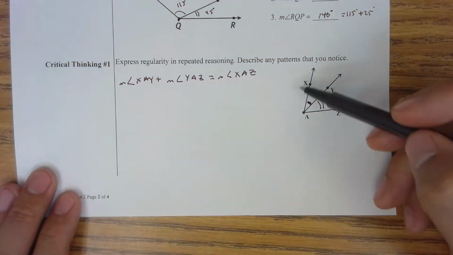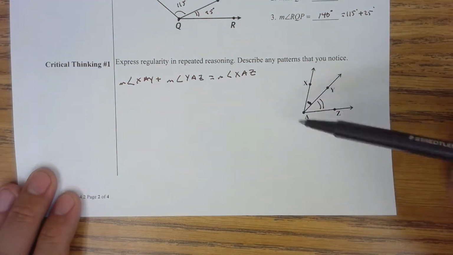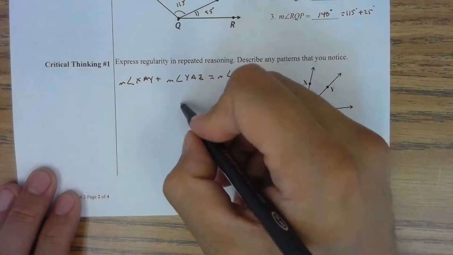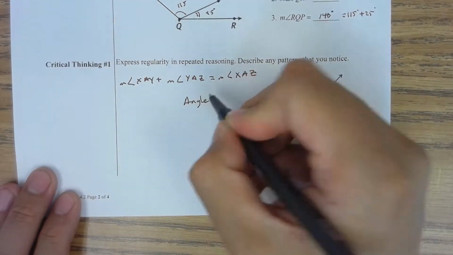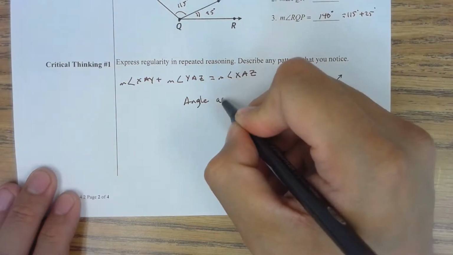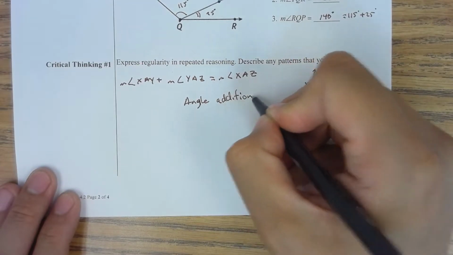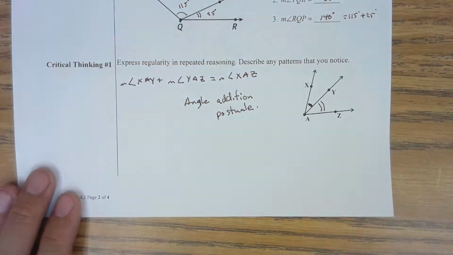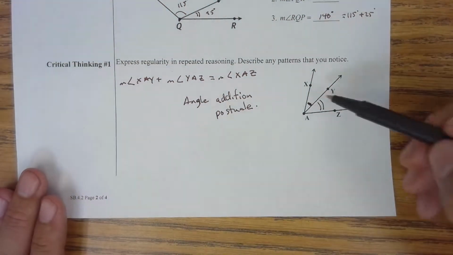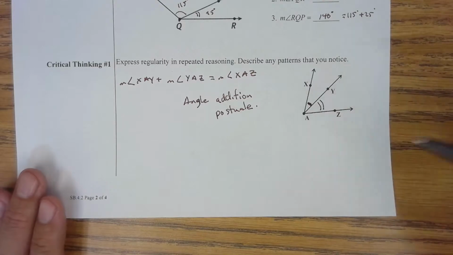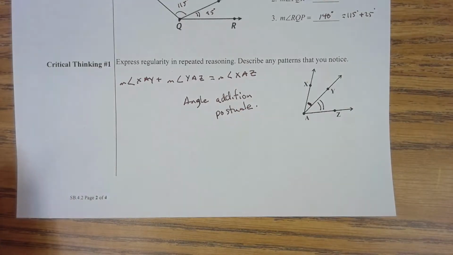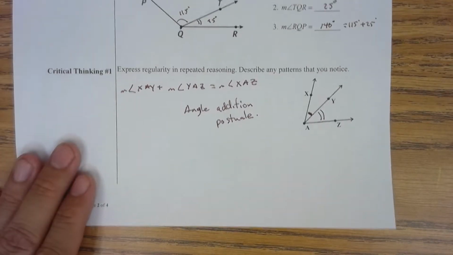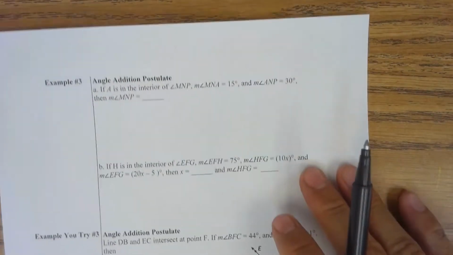So right here, what you're learning is you're adding. And since we're doing angles, let's call this the angle addition postulate. Again, you don't need to prove it. You can easily tell that these two add up to the big piece. Alright, so now we're going to try some more of that, using the angle addition postulate. Let's take a look at the next page here.